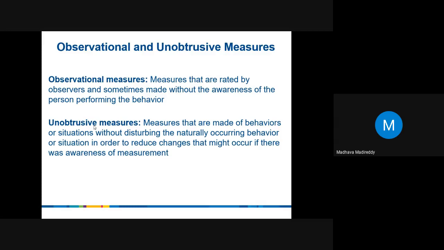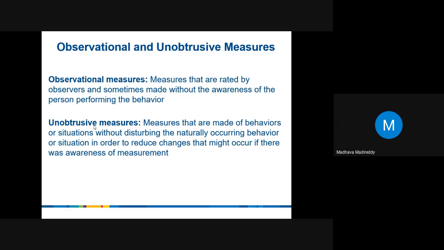Then the other one is an unobtrusive measure. So in the first case, the observed person does not know that he's being observed. In an unobtrusive measure, these are the behaviors or situations observed without disturbing the natural behavior. That means we don't need to do anything that changes the natural behavior of the person.